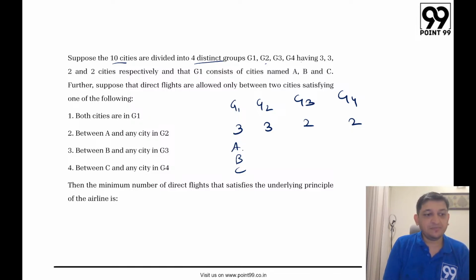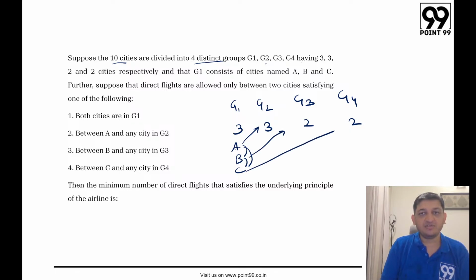Both cities are in G1. So A will be joined to B, A will be joined to C, B will be joined to C using a direct flight, वो होगा. Between A and any city in G2, तो यहाँ पे 3 direct flights होंगे. B and any city in G3, so again two cities need to be connected to B and two cities that need to be connected to C.